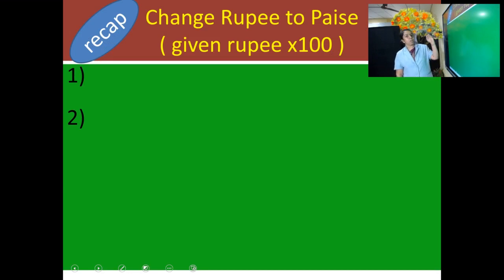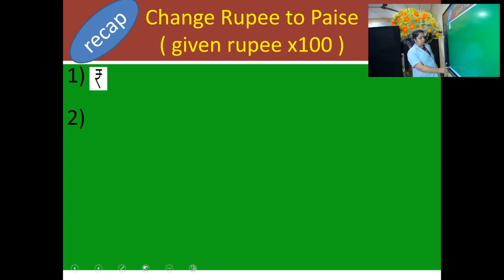Now we are going to change rupee to paisa. That means we are multiplying rupee by 100. How do you convert rupee to paisa? Multiply the given amount by 100. Is it clear? So the first question.